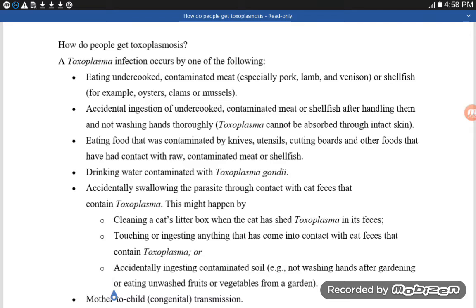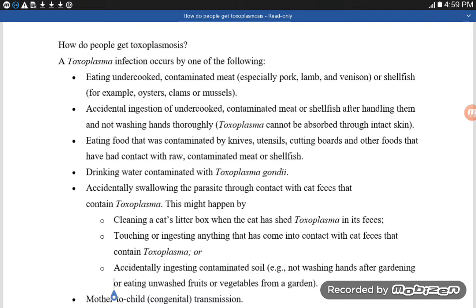Then, drinking water contaminated with Toxoplasma gondii. Here, the oocyst can be found in contaminated water. When we take contaminated water containing oocysts of Toxoplasma, we also get infection. Next, accidentally swallowing the parasite through contact with cat feces that contain Toxoplasma.